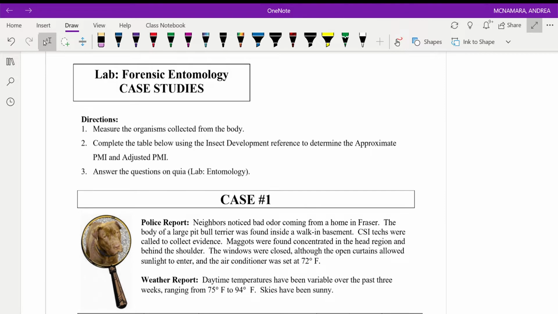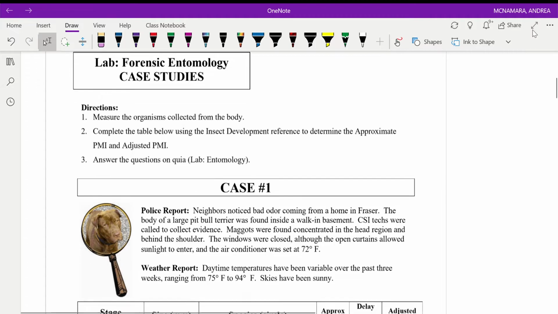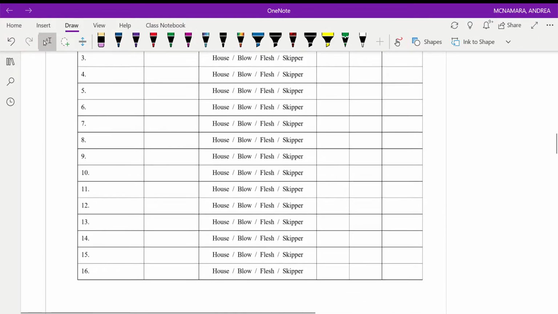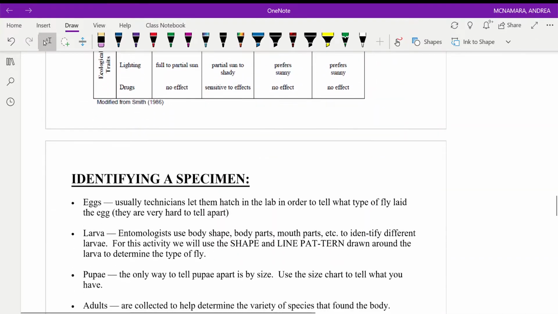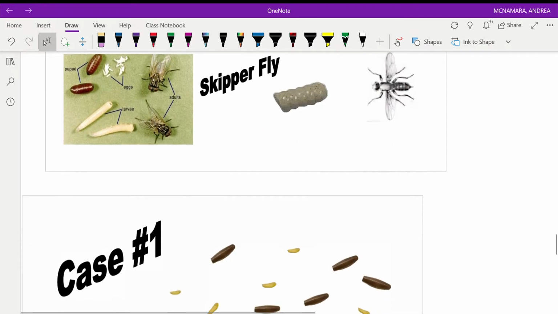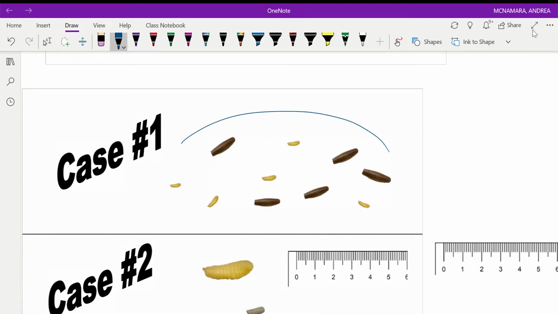Obviously, you're going to read it. Hopefully that's obvious. And then you are going to need to find out what size and stage your fly larvae are in. To do that, you have some data down here. Let's go past case 2, past our table. These are the specimens that you're going to potentially be identifying, and this is what their larvae look like. We have the housefly, the blowfly, the flesh fly, and the skipper fly, 4 very common corpse flies that we might have.